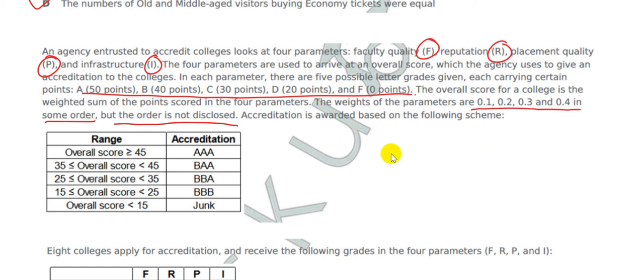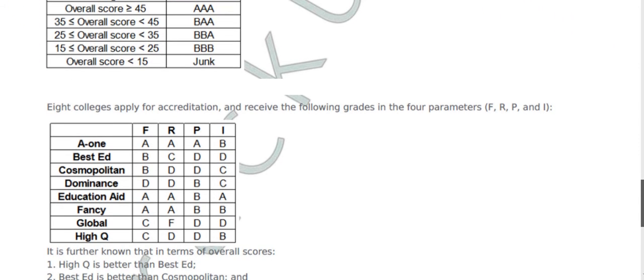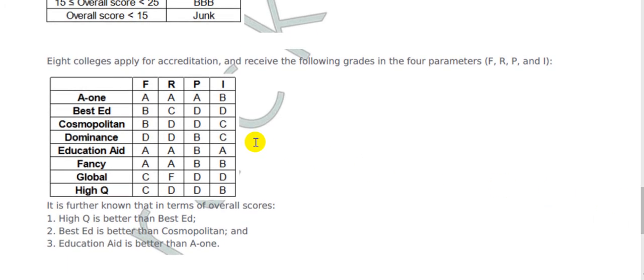Accreditation is awarded based on the following scheme. So if the score is greater than or equal to 45, it's AAA, between 35 to 45 BA and so on. So this is how they are scored. Now 8 colleges apply for accreditation and receive the following grades in the 4 parameters. So the table is given and there are 3 conditions given. High Q is better than Best Ed, Best Ed is better than Cosmopolitan, and Education Ed is better than A1.